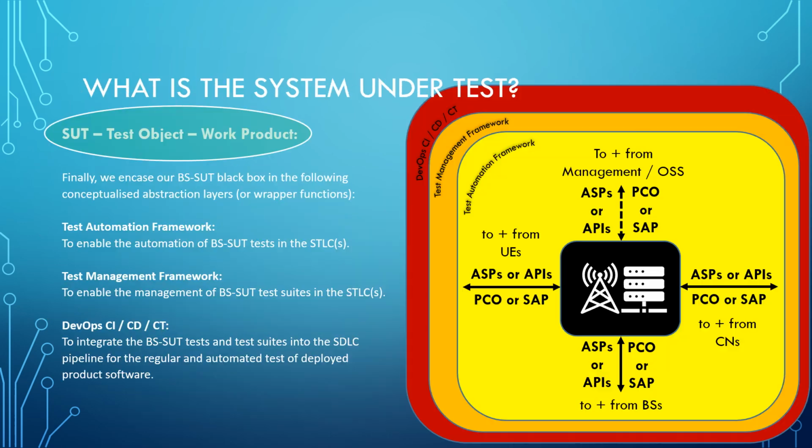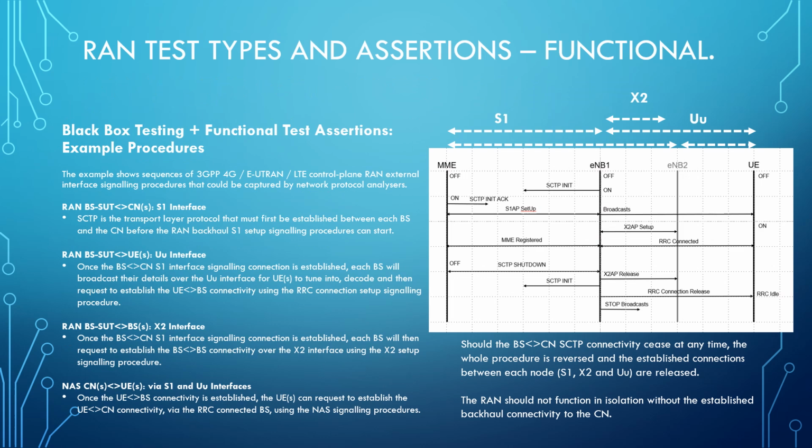In this lesson, I define the system under test in the context of a fourth-generation base station with test automation and test management frameworks and the DevOps continuous integration, continuous deployment, continuous testing pipeline. In this lesson, I relate black box testing and functional test assertions with a fourth generation base station and mobile phone UE example.